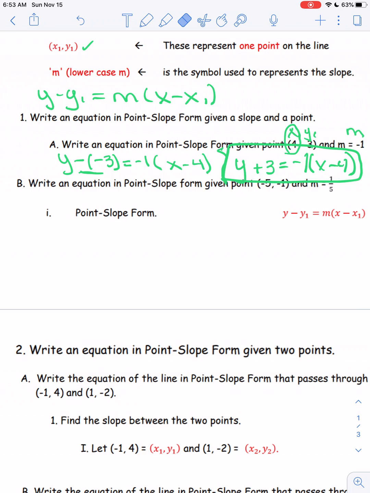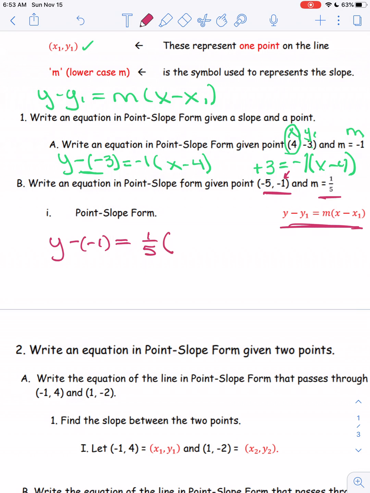Let's try another one like that, and then we're going to make it a little bit more difficult. Here we go. This time our point is negative 5, negative 1. Our slope is 1/5. And here's that point-slope formula again. We're going to leave y as y, that's our variable, minus our y sub 1, which is negative 1. We're going to clean that up later. Equals m, which is 1/5, times the quantity x, and we're going to leave that as a variable, and then x sub 1 we're going to replace with negative 5.